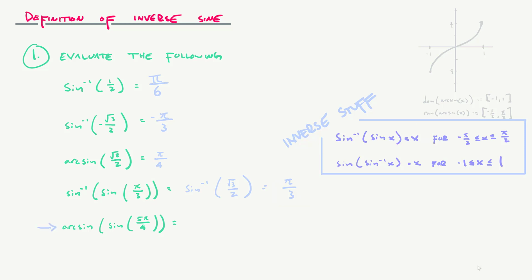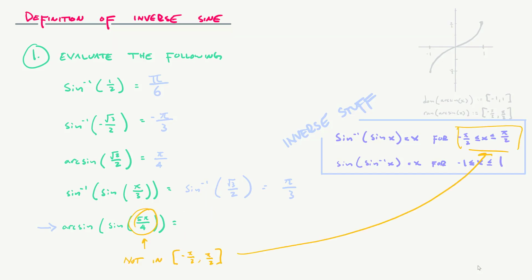Now, when we get to this one, you might think, okay, now we can just do the same thing that we just did for the previous one, right? We have the arc sine of the sine of 5 pi over 4. So let's just use the inverse stuff just like we did for the last one, and so our answer is going to be 5 pi over 4. No.